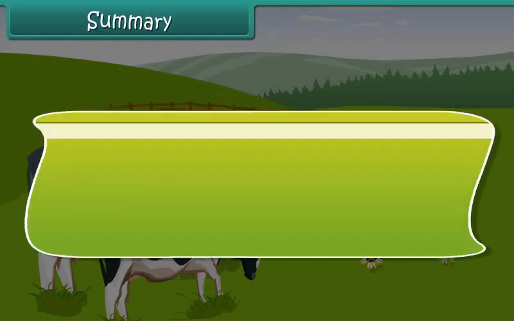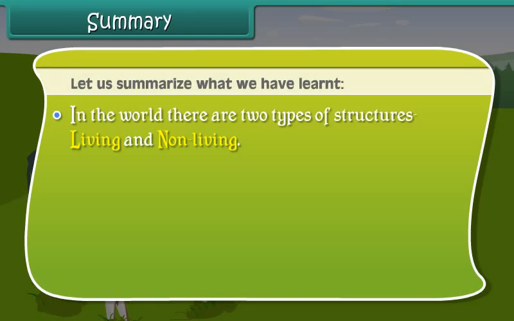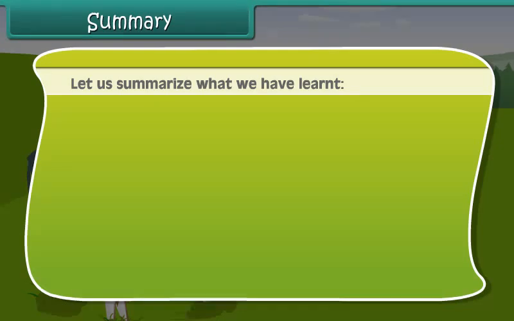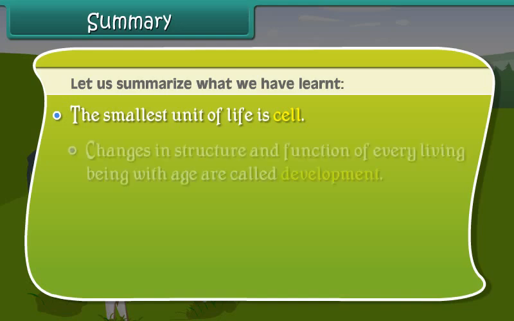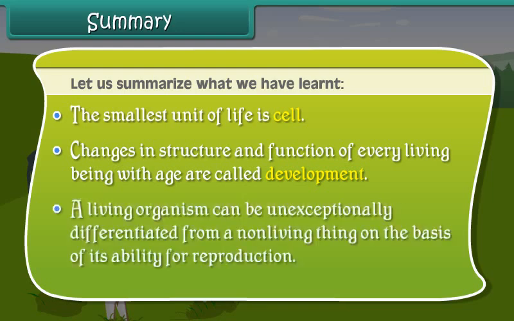All living organisms share some basic characteristics: cellular structure, use energy, grow and develop, sense and respond to change, move, give off waste, and reproduce. The smallest unit of life is the cell. Changes in structure and function of every living being with age are called development. A living organism can be unexceptionally differentiated from a non-living thing on the basis of its ability for reproduction.